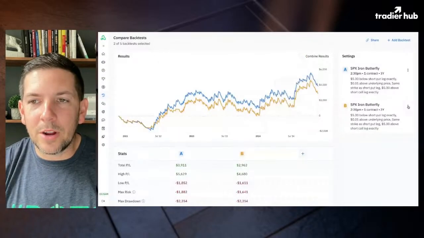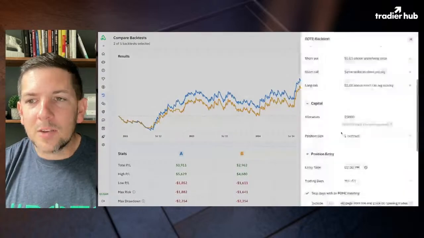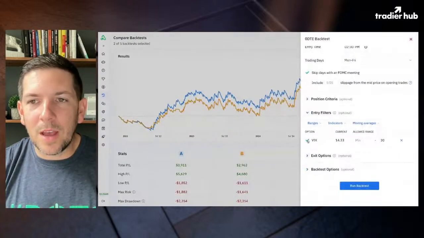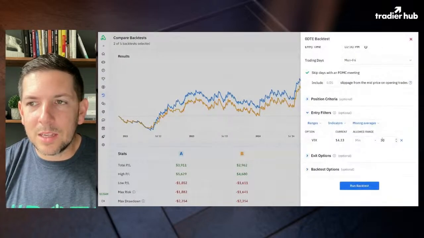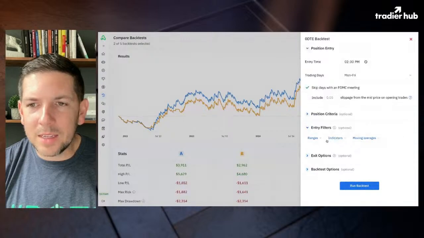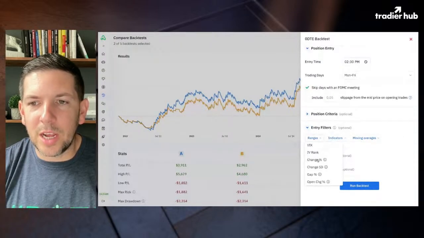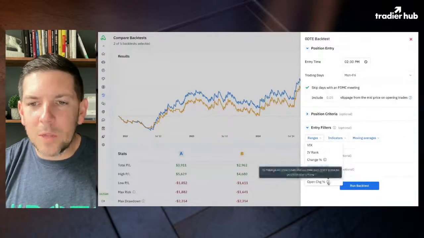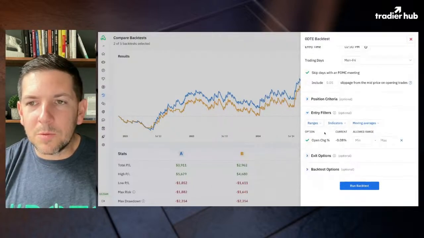So let's add another variation. Let's see if we can stress test this a little bit with some other criteria and filters. Let's take this one out. In this case, let's do the percentage change since the open, so the change from the current price to the opening price. This one's an interesting one, a brand new one that we added.